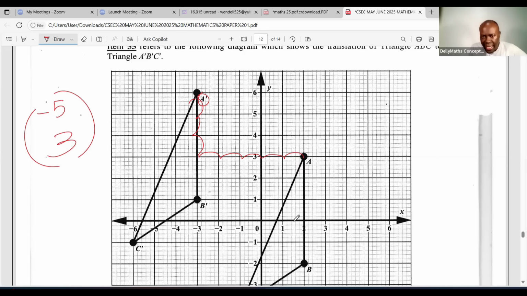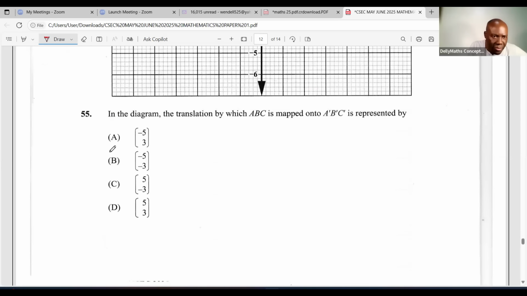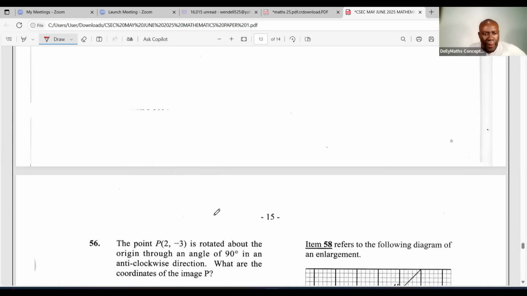And make sure that the scaling is good when you're looking at it. 1, 2, 3, 4, 5, 1, 2, 3. Yes, 5. So it's -5, +3 we're looking for. -5, +3. And there it is right there. All right, let's move on.